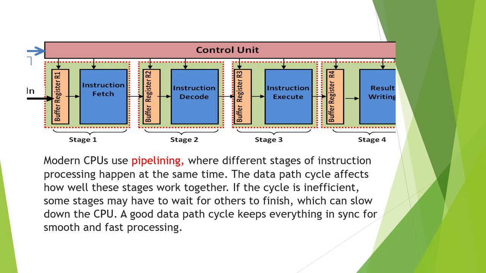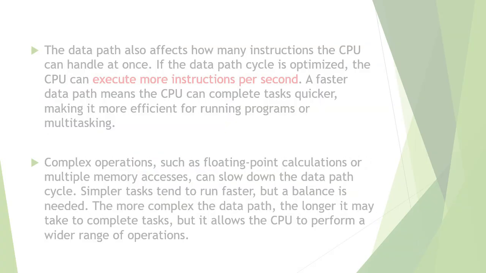You see, because the pipelining is in stages, you can't skip one stage. You have to wait for the other stage to perform before you can proceed to another stage. And as a matter of fact, it slows the performance of the CPU because you can't skip. So you have to wait for others to finish before you can proceed. A good Datapath cycle keeps everything in sync for smooth and fast processing.